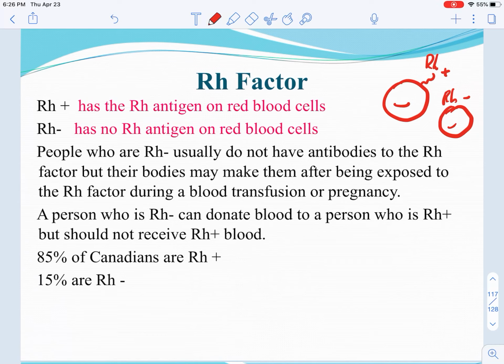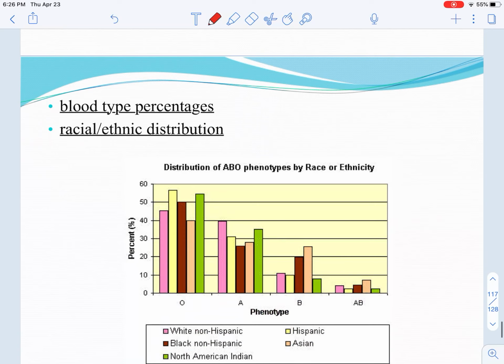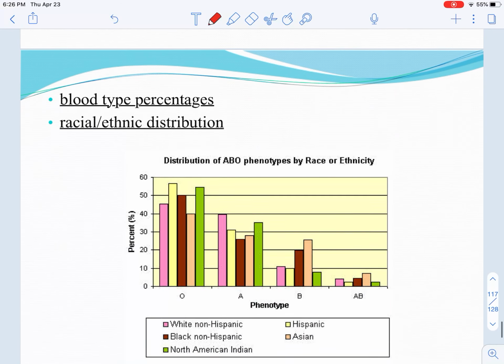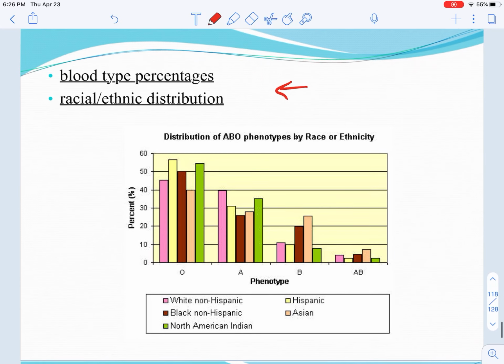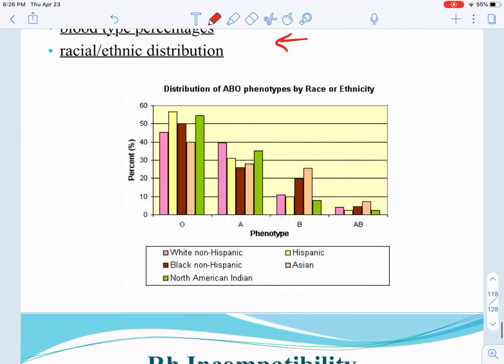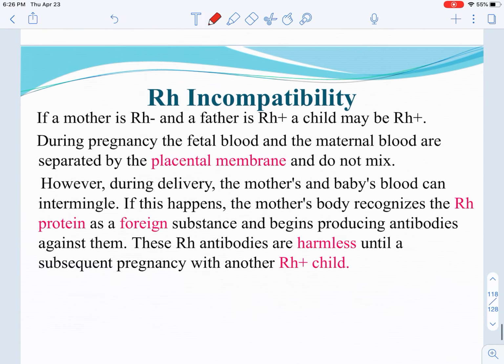So if you are Rh negative, of course, you don't have a marker that would be an issue, but if you are positive, you certainly would. And 85% of Canadians are positive. So that's just another thing to look at in terms of what that blood can be donated to. You guys can check out how the percentages vary around the world and with different races.